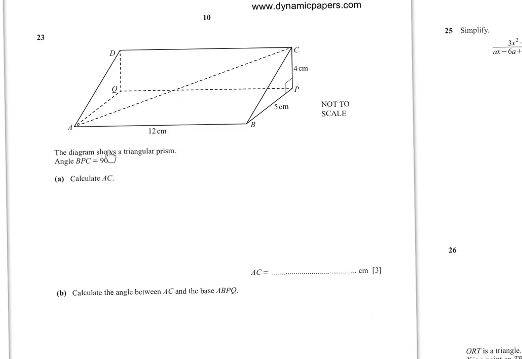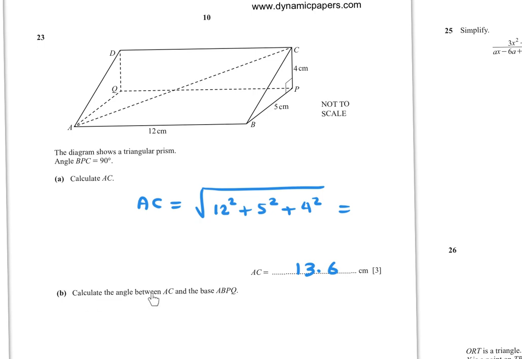23. The diagram shows a triangular prism. Angle ABC equals 90. Calculate AC. We can find AC with the same rule for the diagonal of a cuboid, which is length squared plus width squared plus height squared to find the diagonal squared. So to find the diagonal AC equals square root of 12 squared plus 5 squared plus 4 squared, which equals 13.6 to 3 significant figures.